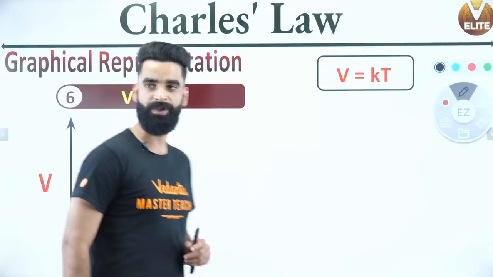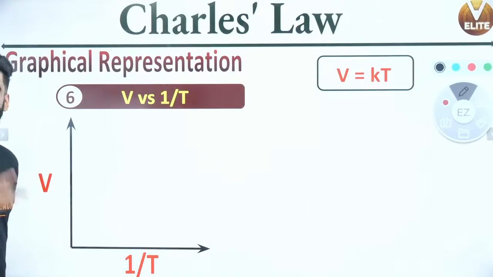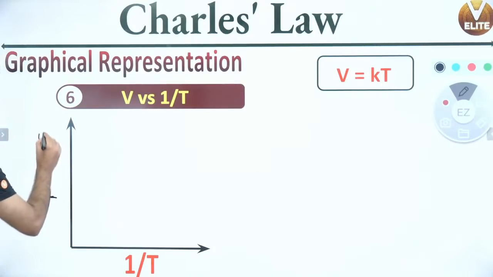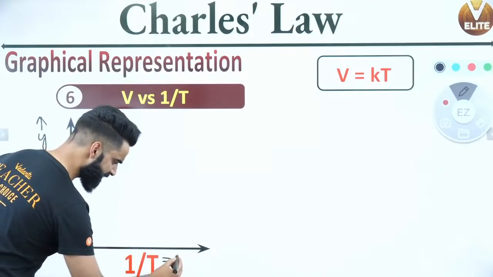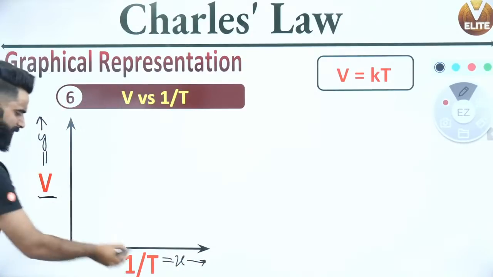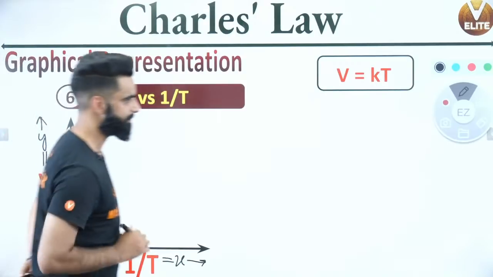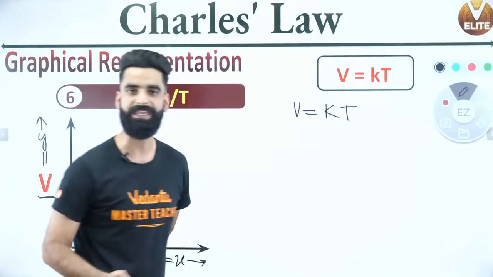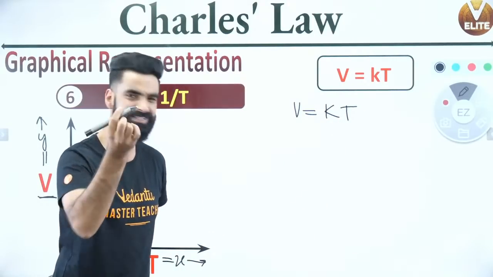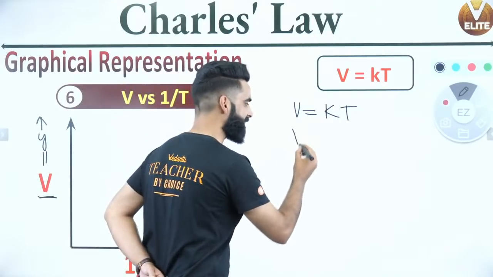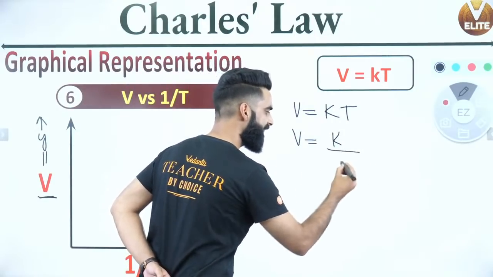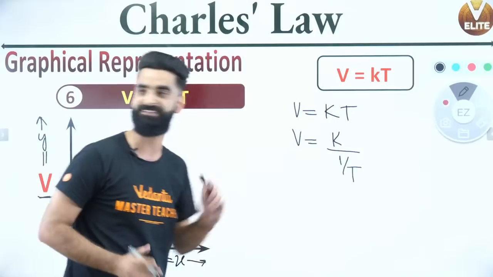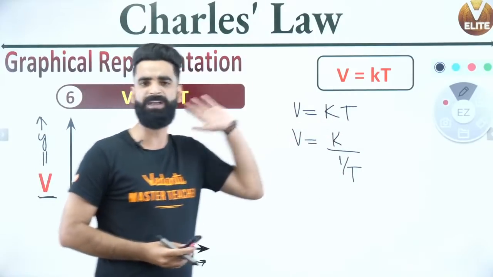Okay, guys, have a look. Right now, I have to plot the curve between volume and 1 by t. Along y-axis, I'm keeping volume. Along x-axis, I'm taking 1 by t. Very simple, correct? See, guys, what is my basic equation? V is equal to kt, right? Now just use your brain a bit. Can I write it like this? V is equal to k divided by 1 by t. This t will go up again, and it will again become V is equal to kt.